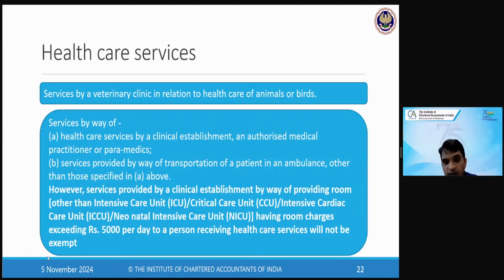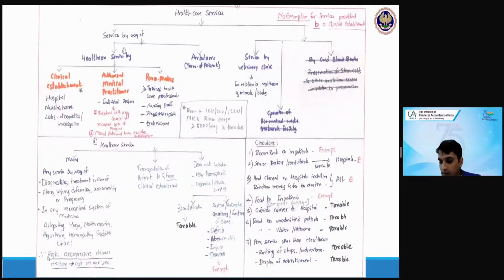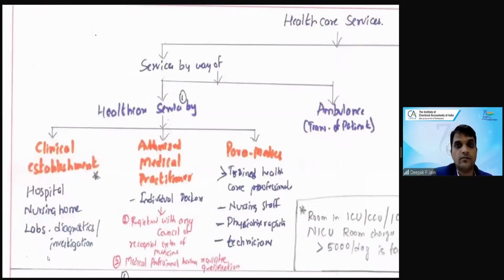So we understood the definition of healthcare services. Now let us understand the exemption. What all services of healthcare will be exempted. So this chart will be helpful for us. Let me zoom this. Right. Services by way of healthcare service by a clinical establishment or an authorized medical practitioner or paramedics are all exempted.